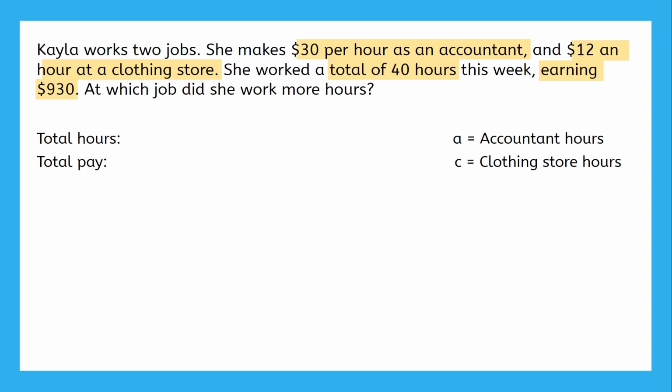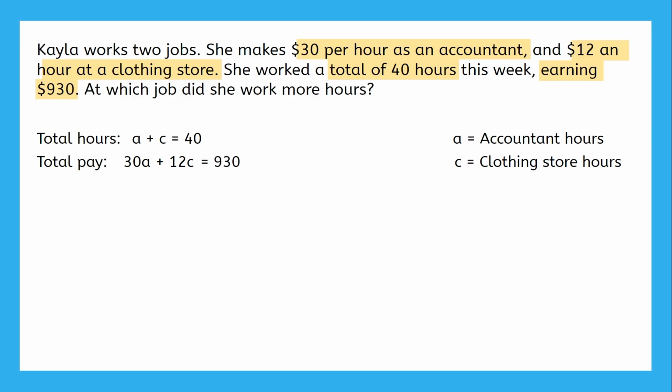We can use these variables to write two equations, one for her total number of hours and one for her total pay. How would we calculate Kayla's total hours based on her hours accounting and her hours at the clothing store? Well, that's easy. We add them together. What about her total pay? To get her total pay, we take her pay as an accountant, $30 times the number of hours, and add her pay at the clothing store, $12 an hour. Adding her pay for both jobs together will give us her total pay of $930.